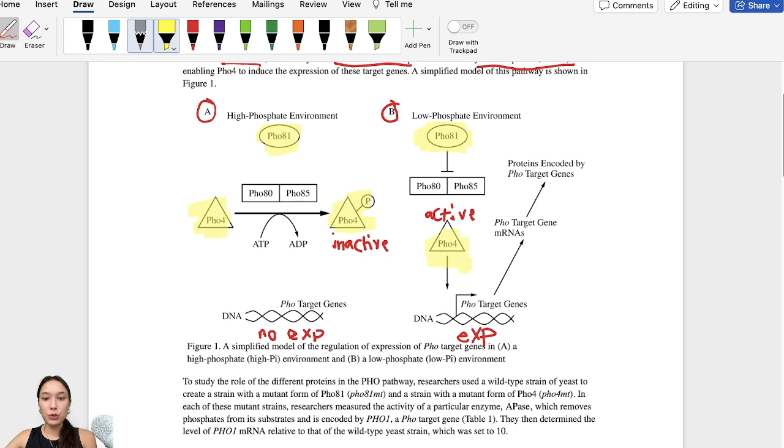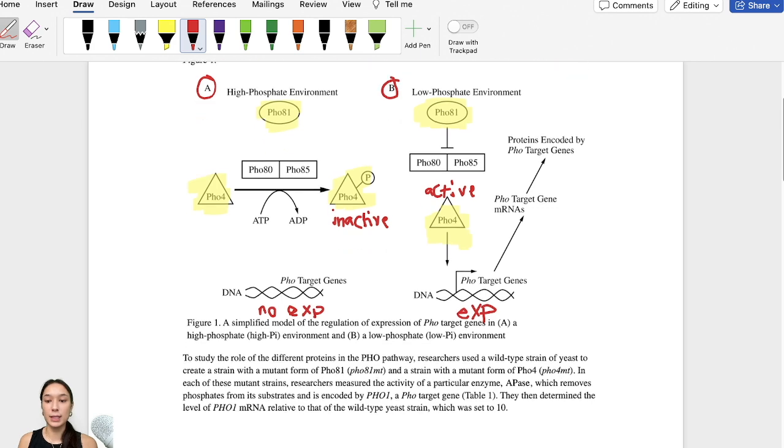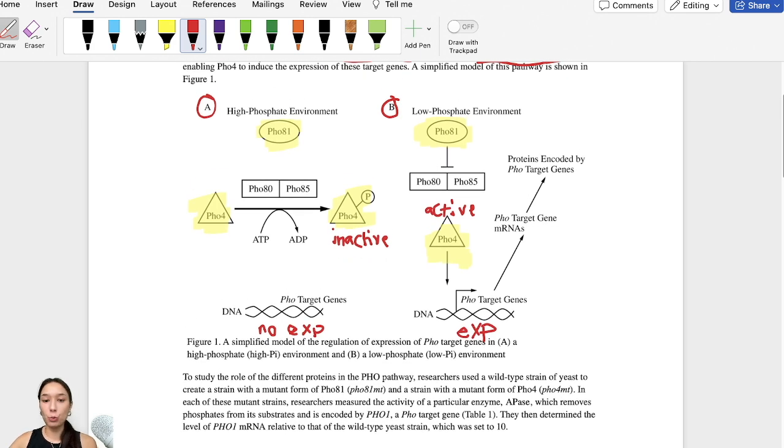In each of these mutant strains, researchers measured the activity of a particular enzyme, APAs, which removes phosphates from its substrates and is encoded by FO1, a FO target gene in table 1, which we'll see. They then determined the level of FO1 mRNA relative to that of the wild-type yeast strain, which was set to 10.